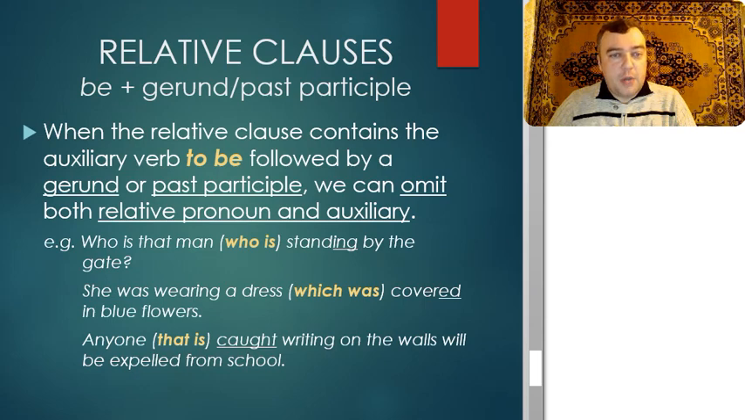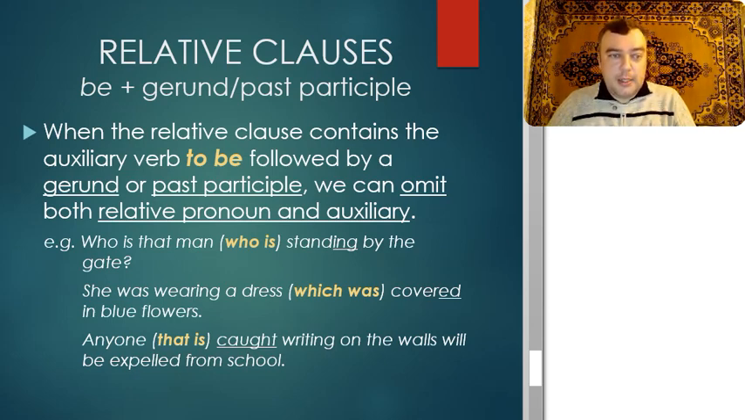She was wearing a dress which was covered in blue flowers. So which is the relative pronoun referring to a thing, the dress. The past tense form of the verb to be, was, and the ed form, which is the past participle of the verb to cover. So we can omit which was in this situation. She was wearing a dress covered in blue flowers.